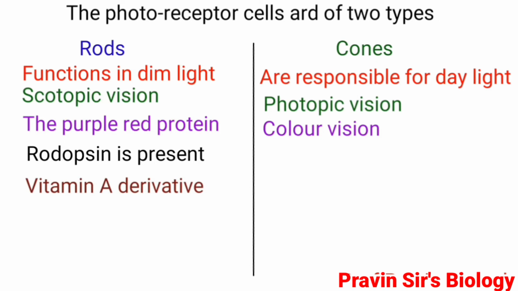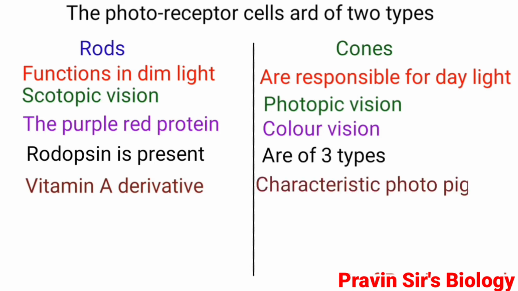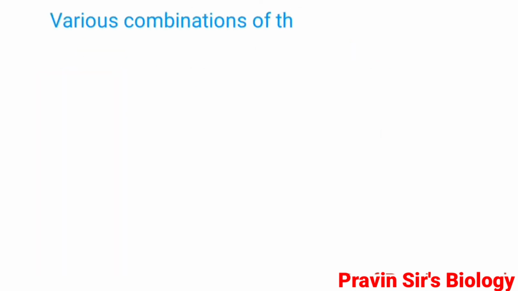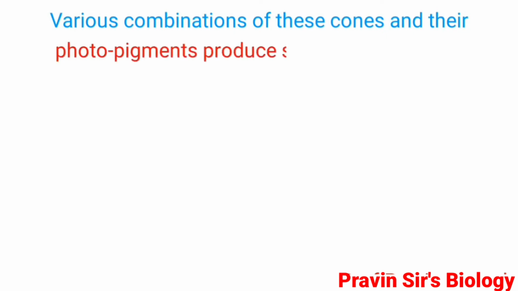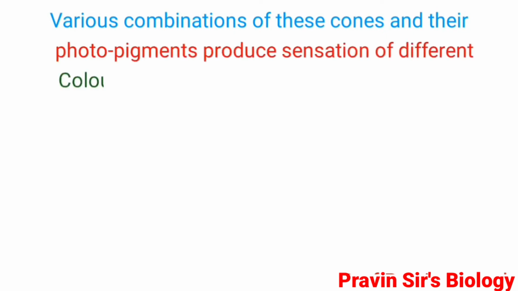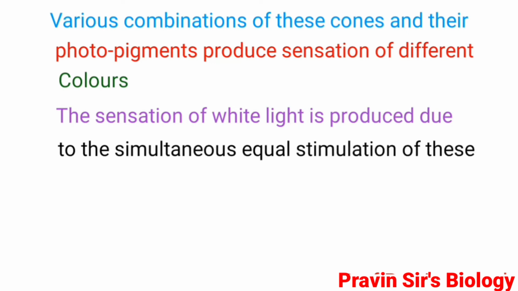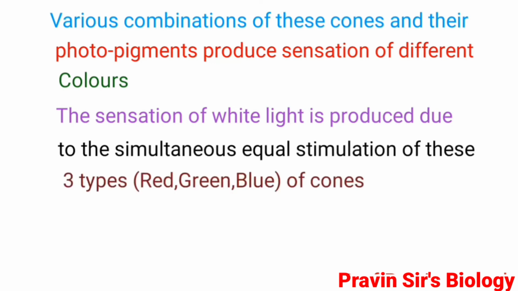The cones are of three types, which contain their own characteristic photopigments that respond to red, green and blue light. Various combinations of these cones and their photopigments produce sensation of different colors. The sensation of white light is produced due to the simultaneous equal stimulation of these three types of cones.